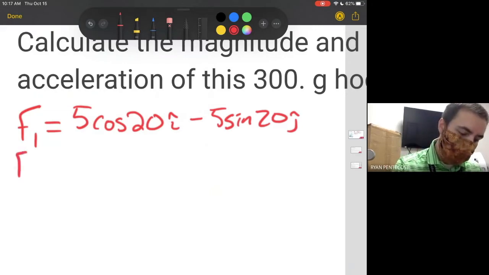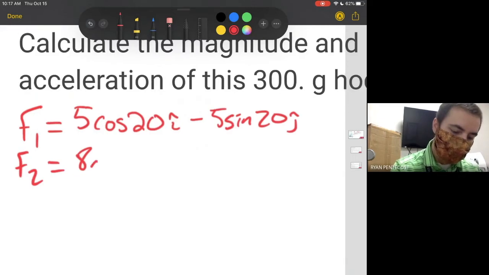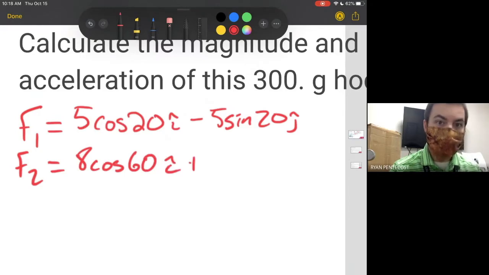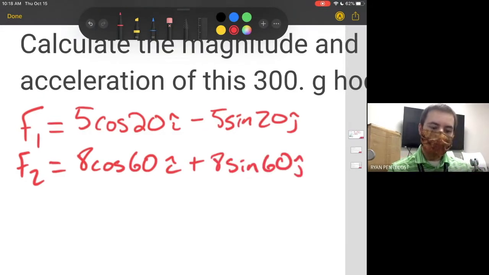Then for F2, it's going to be very similar, only we're going to change the magnitude and the angle, but similar concept. 8 cosine of 60 in the i hat, plus, this time because it's going above the axis, plus 8 sine 60 j hat.